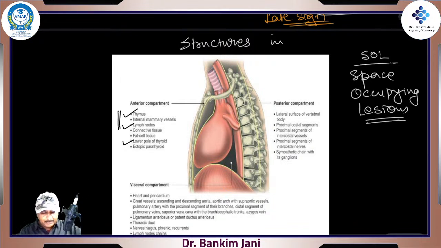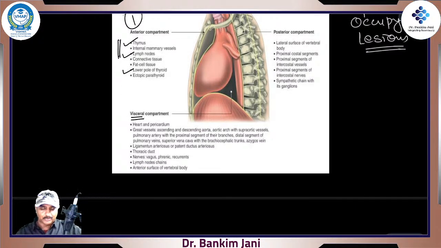The second compartment we call the visceral compartment, which is the one in between. Heart and pericardium, no problem. Great vessels, that is all great vessels: ascending aorta, descending aorta, aortic arch, superior vena cava, inferior vena cava, pulmonary trunk, including the azygos, all are there. Then either the ligamentum arteriosum or patent ductus arteriosus, whichever is present. The thoracic duct would be present too.